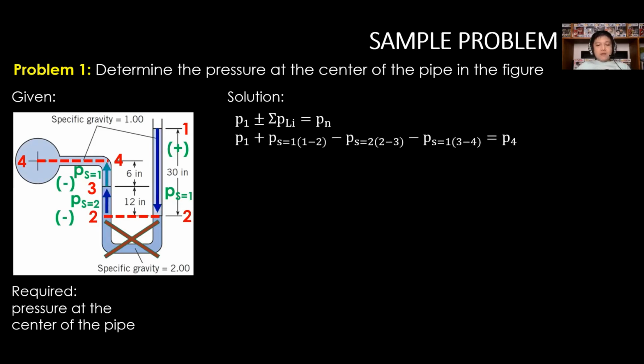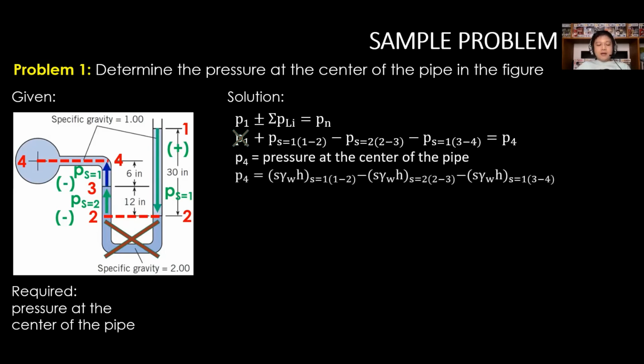Wherein P sub 1 plus the pressure of fluid with specific gravity equal to 1 from 1 to 2 minus pressure of fluid with specific gravity equal to 2 from 2 to 3 minus pressure of fluid with specific gravity equal to 1 from 3 to 4 equal to last point, that is P4. But point 1 is at free surface, therefore equal to 0.